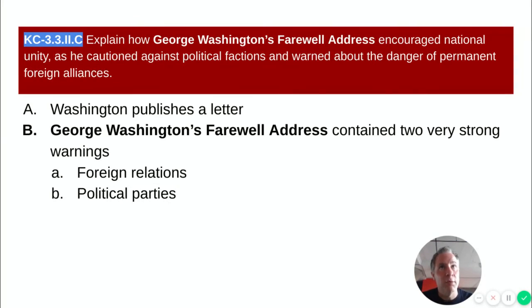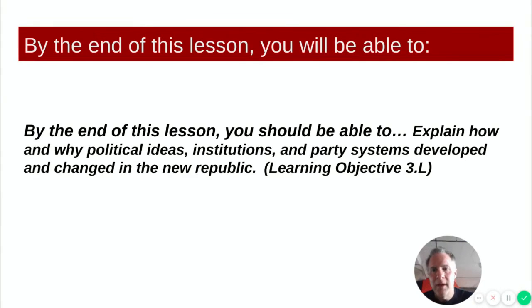So just a reminder that our objective, she forgot that slide, is that by the end of this unit, you'll be able to explain why the political ideas, institutions like political parties and party systems developed and changed under the Washington and Adams governments. Talk about precedents, talk about challenges they faced and why those challenges led to the political consequences that they did.